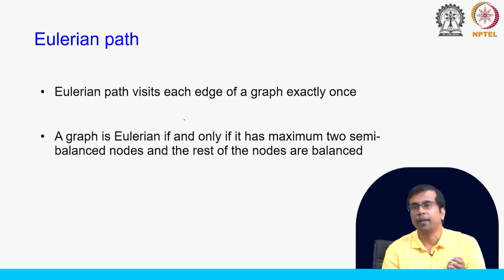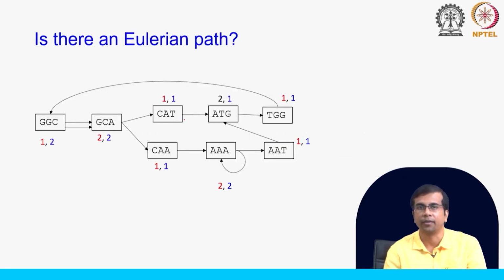So, with this in mind, now let us actually move to our graph and see whether we can find an Eulerian path, whether this condition is satisfied. That will tell us whether such a path exists, and then we try to find the Eulerian path, because if we can find it, we will get to derive the reference genome sequence.